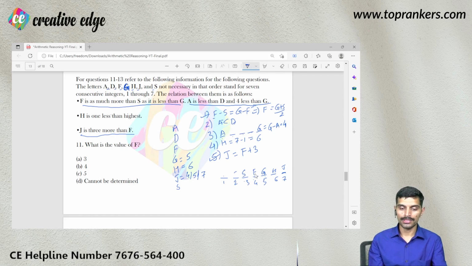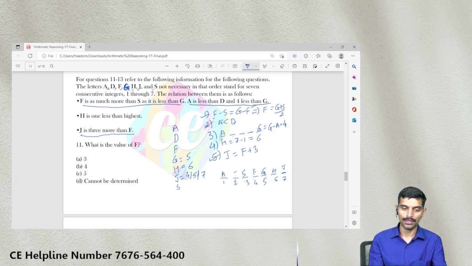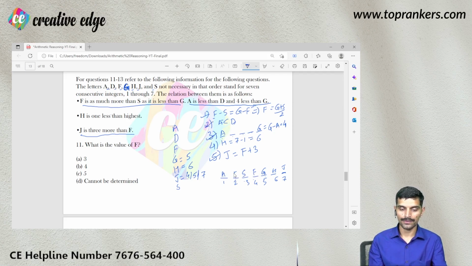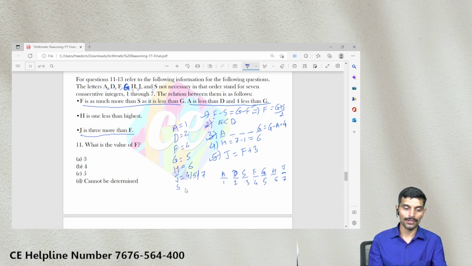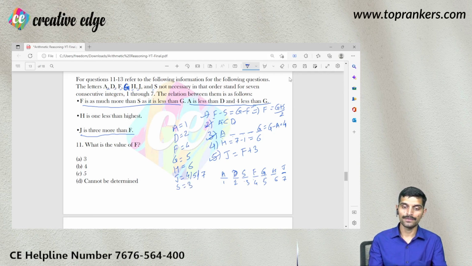A is 4 less than G. So 1, 2, 3, 4. This condition is also satisfied, and this condition is also satisfied because D is here. So this is how our final structure should look. The value of A will be 1, D will be 2, F will be 4, S will be 3, J will be 7. So the value of F is 4.